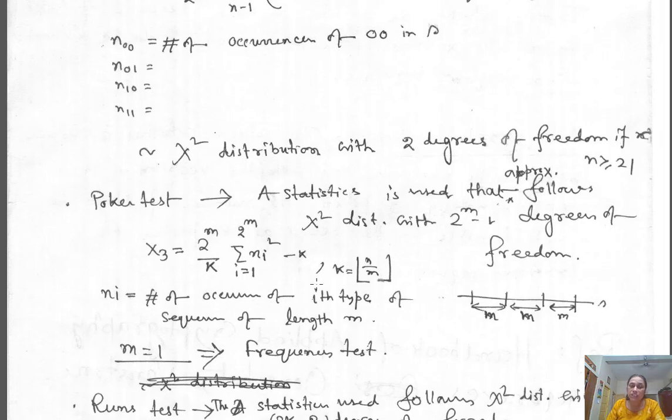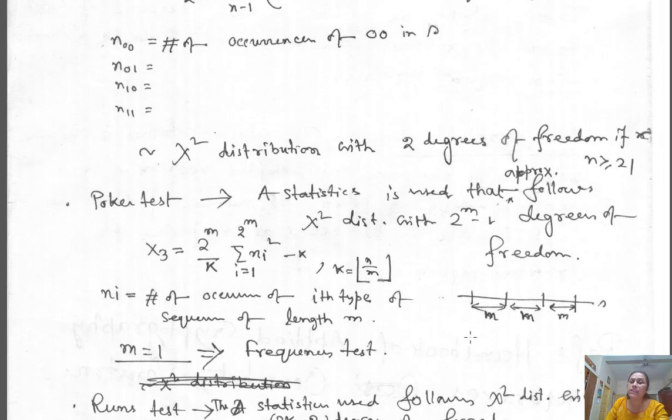The statistic used is this expression. The whole string of length n is divided into non-overlapping blocks of size m each, so we have n by m such blocks. The statistic is 2 to the power m by k, summation i equal to 1 to 2 to the power m of ni square, minus k, where ni is the number of occurrences of the ith type of sequence. Each m-length bit string gives a pattern, and ni is how many times this pattern comes.